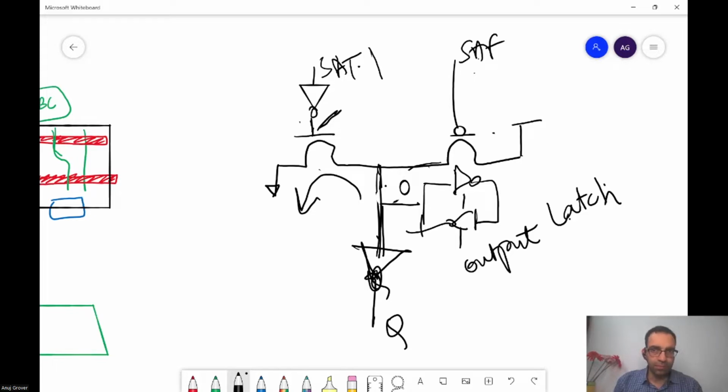Yes, sir. So the pulse width of the sense amplifier is 100, and for the Q latch we are giving 50. The remaining 50 we have to use for setting SAT and SAF after the read operation.